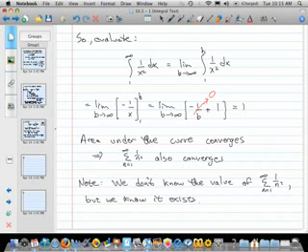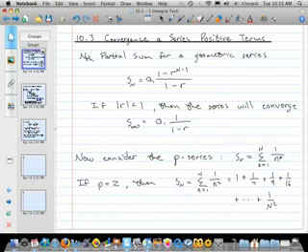Okay, so I think that's kind of cool, and that was for a specific value of p in our series, the p series, which is just 1 over n to the p. So you could probably figure out which ones will and which ones won't converge, but we'll do something more general next time.